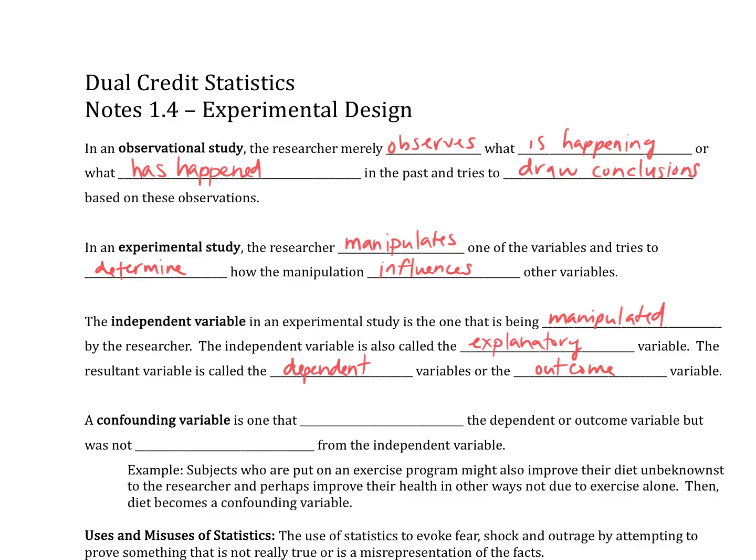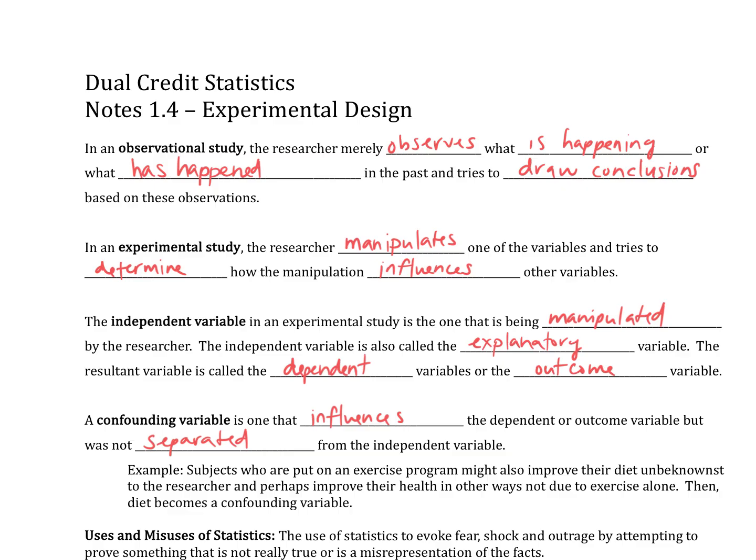A confounding variable is one that influences the dependent or outcome variable, but was not separated from the independent variable. An example: subjects who are put on an exercise program might also improve their diet without the researcher knowing, and perhaps improve their health in other ways, not due to exercise alone. So while the researcher's only looking at exercise, they may be changing things that are also affecting the outcome. That would be a confounding variable, okay?